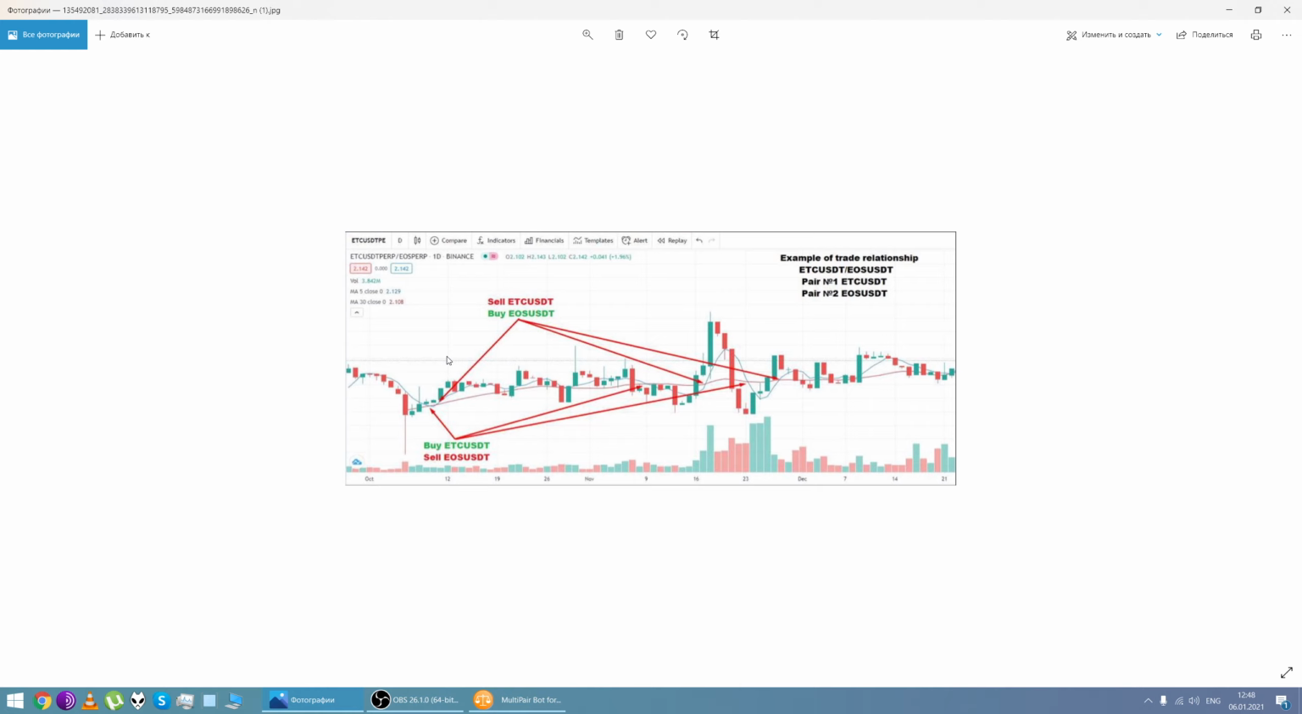We build a graph of the ratio of two pairs and plot two moving averages on it. And relative to these moving averages, we buy one pair and sell the other, or vice versa, according to indicators. A detailed description is on the strategy description page, and I'll leave the link below in the description under the video.